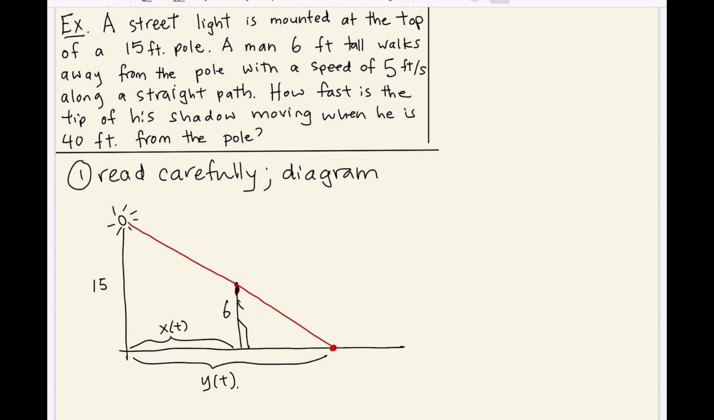And we're asked how fast the tip of the shadow is moving when he is 40 feet from the pole. So we're being asked, what is dy dt, when the man is 40 feet from the pole? So the second step I always said is we need to write down the changing quantities, some variables.